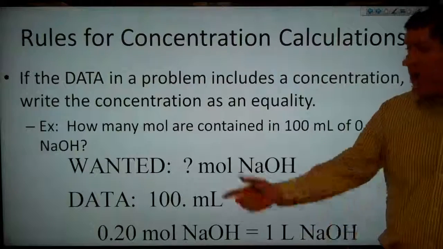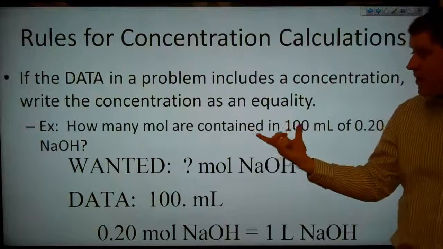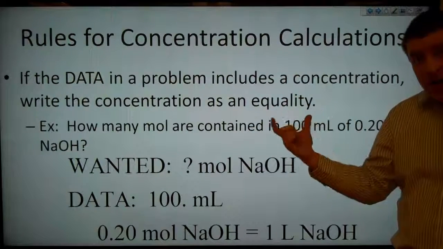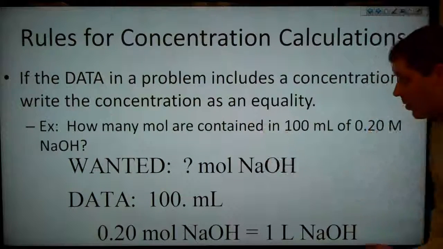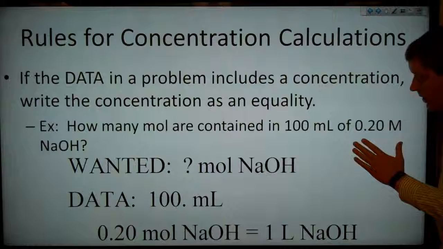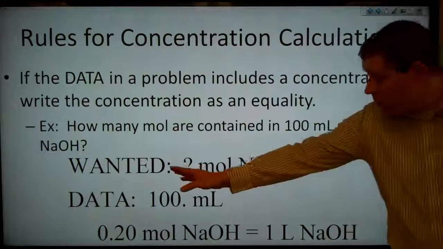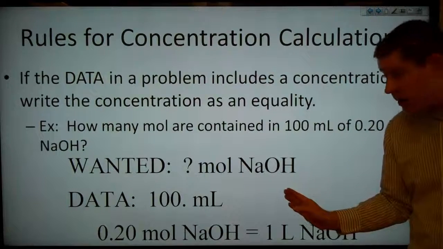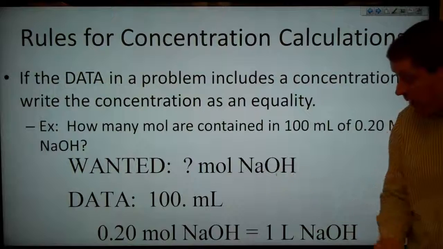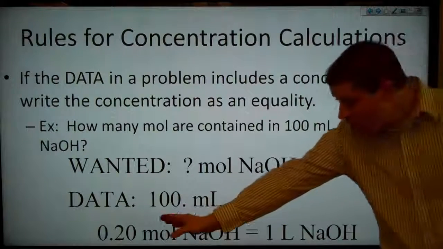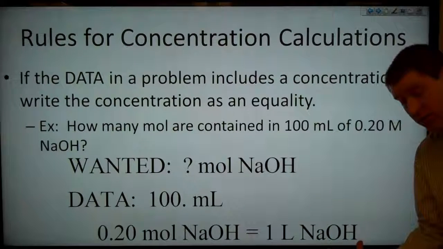What we want to write instead is moles per liter, so moles of sodium chloride per liter of sodium chloride solution. And if the data in a problem includes a concentration, then we want to write that concentration as an equality, not as the concentration per se. For example, how many moles are contained in 100 milliliters of 0.20 molar sodium hydroxide? Well, we want moles of sodium hydroxide. The data that we have is the 100 milliliter volume of sodium hydroxide solution, but we also know that 0.20 moles of sodium hydroxide is equal to 1 liter of sodium hydroxide.